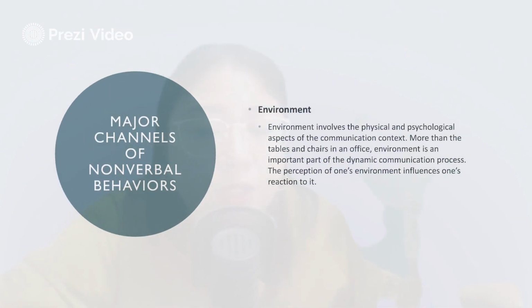Okay, and then the next one we have environment. Environment involves the physical and psychological aspect of the communication context. More than the tables and chairs in an office, environment is an important part of the dynamic communication process. The perception of one's environment influences one's reaction to it, definitely.